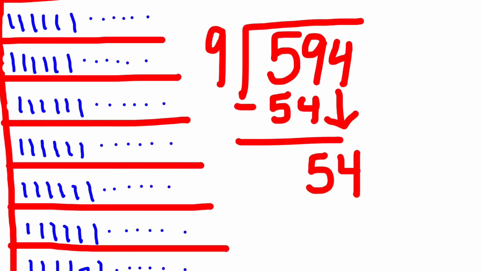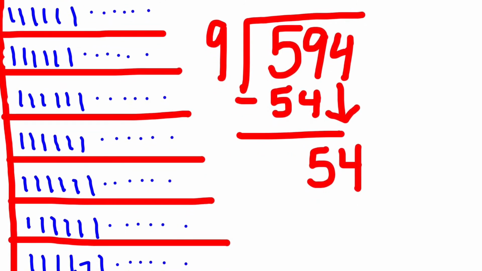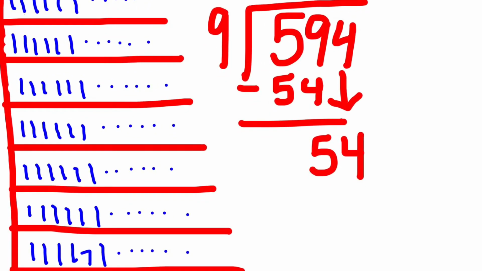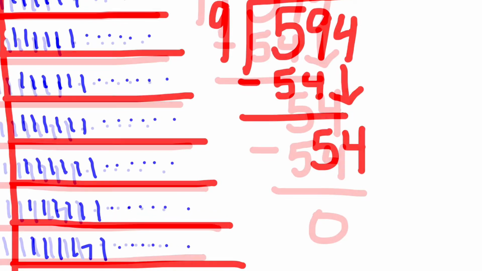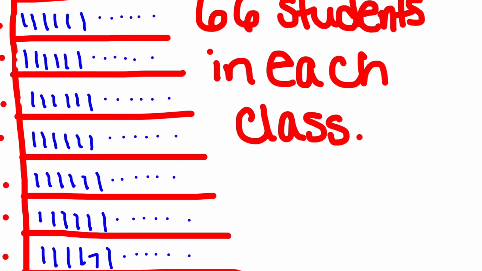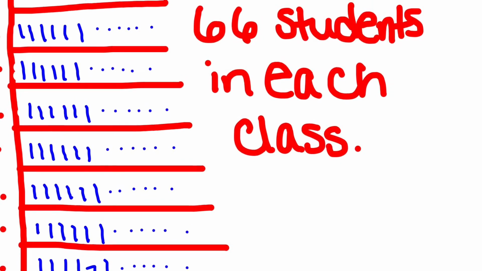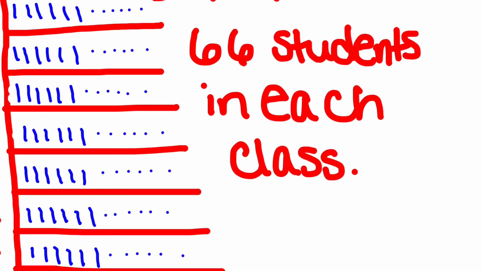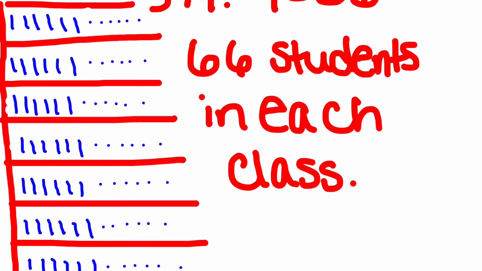As I begin sharing those, I recognize that I can put 6 ones in each one of my groups to equally share those 54 ones. I then subtract the 54 ones that I used to find that I have 0 students left to share among the 9 classes. I then look at how many tens and ones I have in each group. I have 6 tens and 6 ones in each group, so that means that there's 66 students in each class.